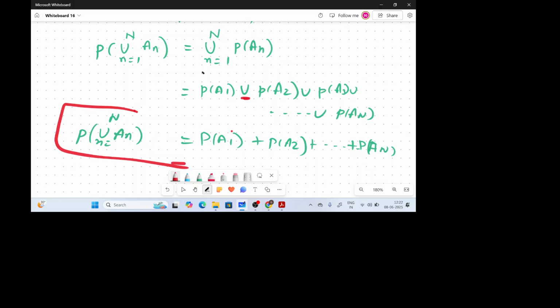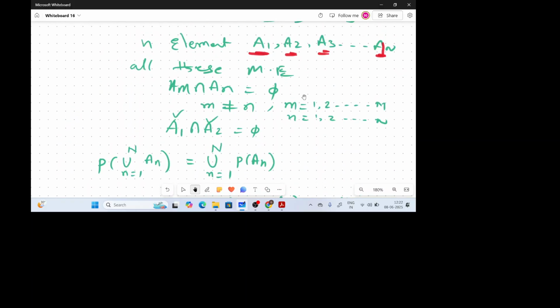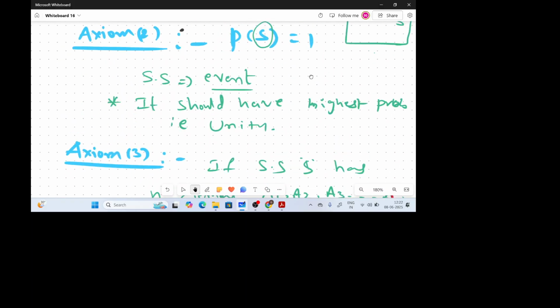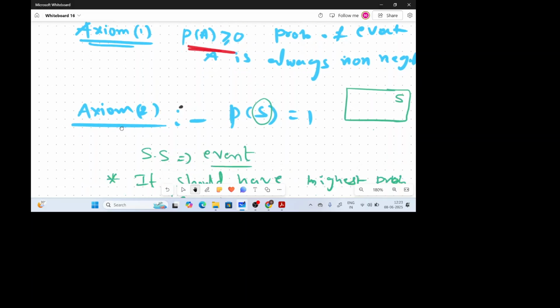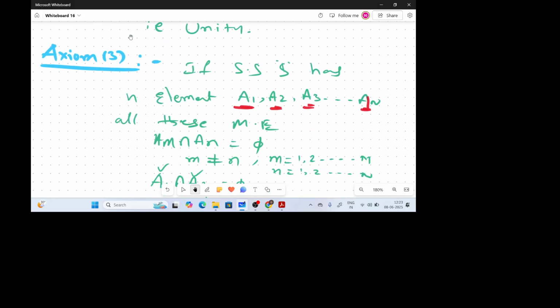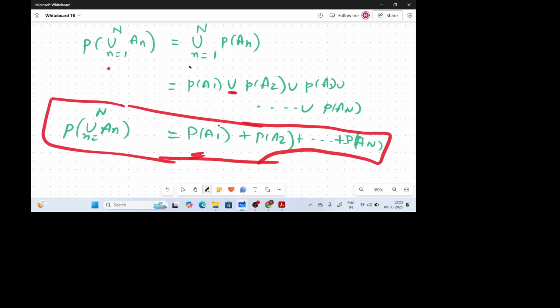Right? So when I say the axiomatic definition of probability, that probability should follow these three axioms. What are they? First, P of A must be greater than or equal to 0, the first axiom. The second one is axiom 2, P of S is equal to 1. According to axiom 3, this condition must be satisfied. Thank you all.